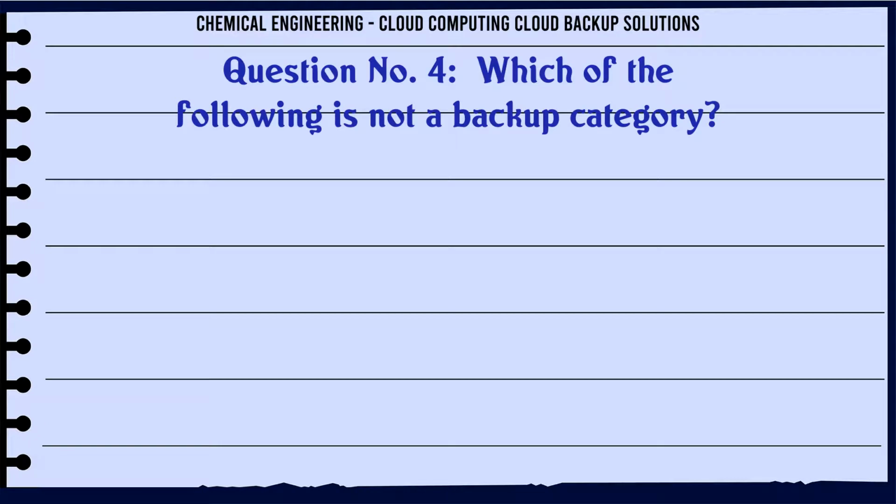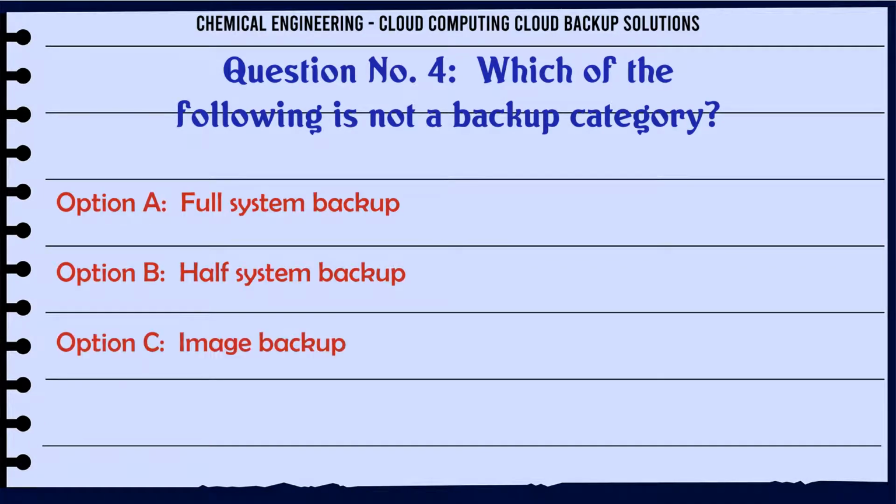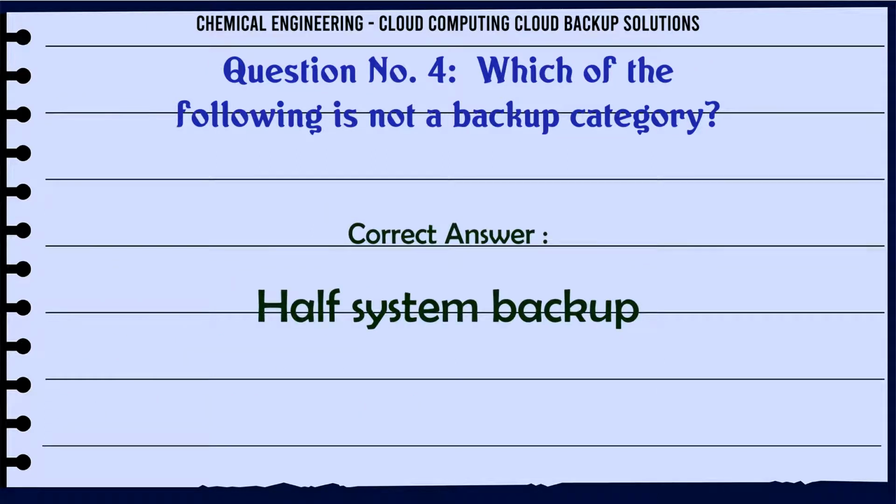Which of the following is not a backup category? A. Full system backup, B. Half system backup, C. Image backup, D. All of the mentioned. The correct answer is half system backup.